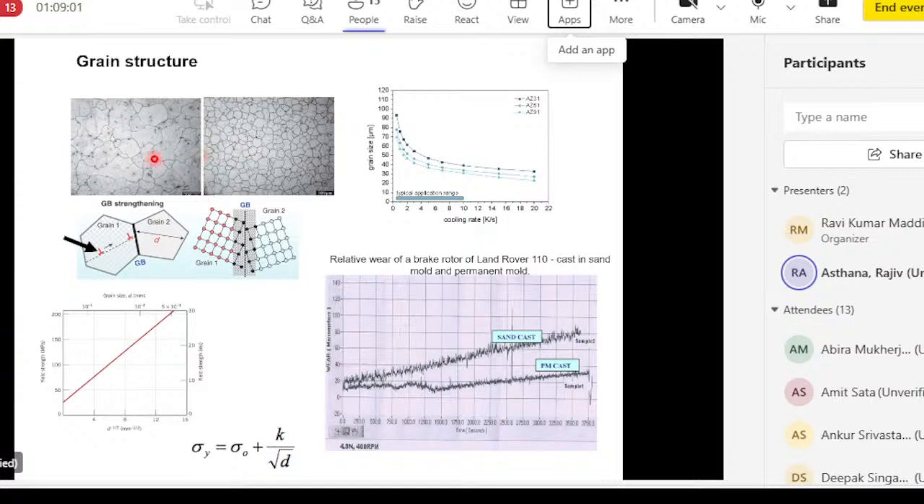And how do we modify grain size? How do you make grains fine? Well, there are many methods available. One is, of course, the cooling rate. The faster the cooling rate in your mold, the finer the grain size. But then people also use other methods to refine the grain structure. For example, for aluminum, people use titanium or titanium diboride inoculant to refine the grain structure.